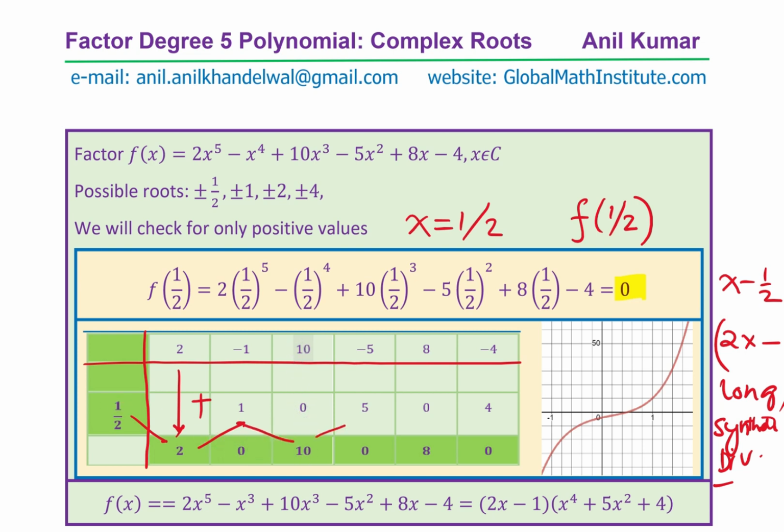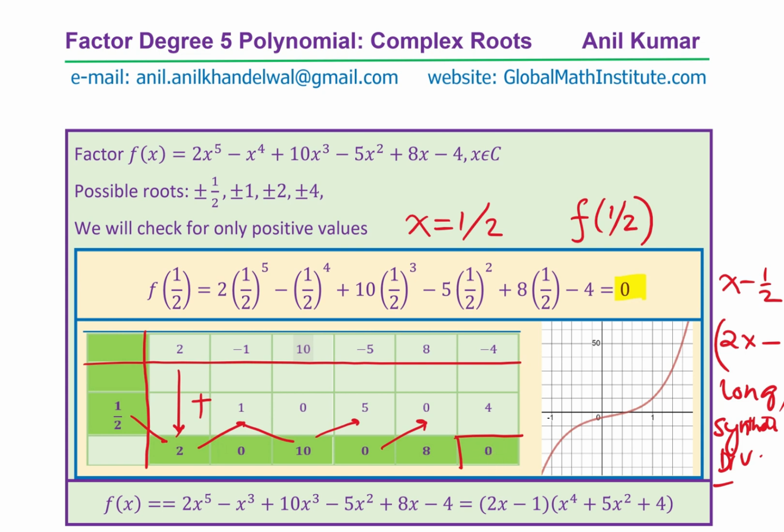And then multiplying and writing here, half of 10 is 5. Minus 5 plus 5 is 0. Multiplying by 0 gives you 0. And then when you add with 8, you get 8. Half of 8 is 4. Minus 4 plus 4 is 0. As expected, the remainder is 0.